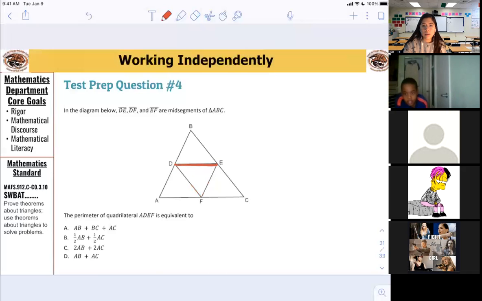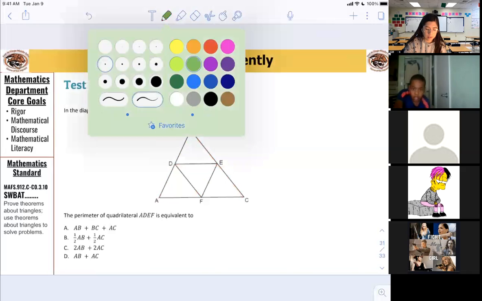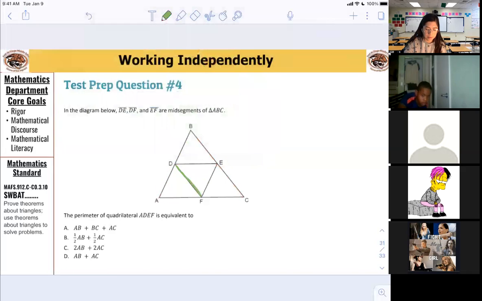ABC. Okay, so ABC. So AB and BC. Yes. Okay, so that's the mid segment of that. What about DF? What is that the mid segment of? F. BA and AC. So it's kind of like if you turn it around, you get the other mid segment.